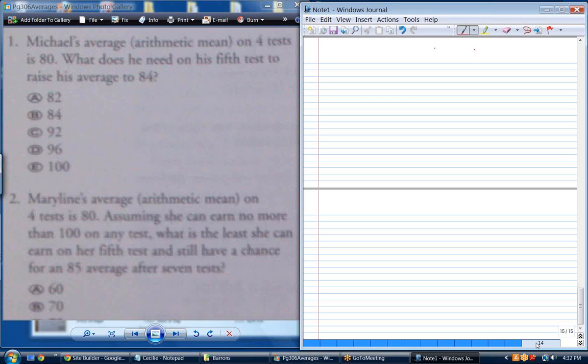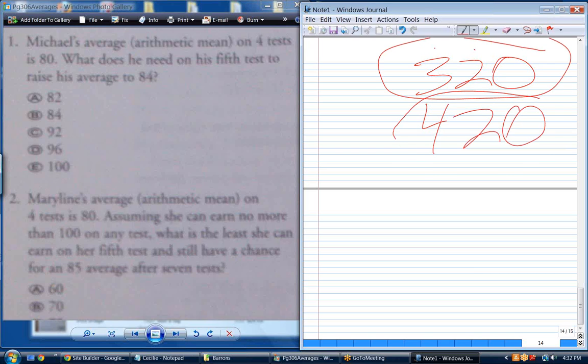So what's the total score he's made on his first 4 tests? 320. What's the total score he needs on all 5 tests? He needed an average of 84. So 5 times 84 is 420. So that's how many he has. That's how many he needs. The difference is how many he needs to score on his 5th test. 100.